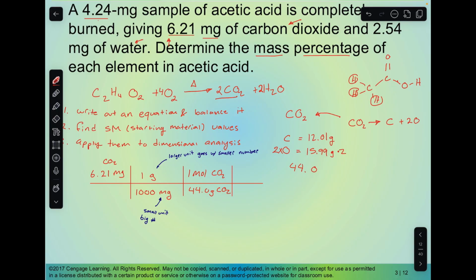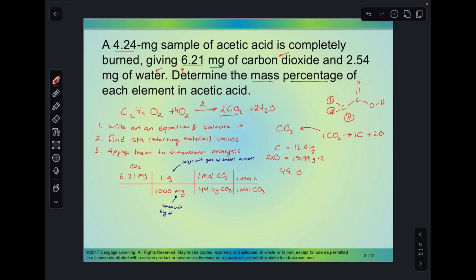And so for every 1 mole of carbon dioxide, there's 1 mole of carbon and 2 moles of oxygen. And so when we're trying to determine the amount of carbon in carbon dioxide, this is what we'll do. We'll say that 1 mole of CO2 goes to 1 mole of C. And we are almost done.